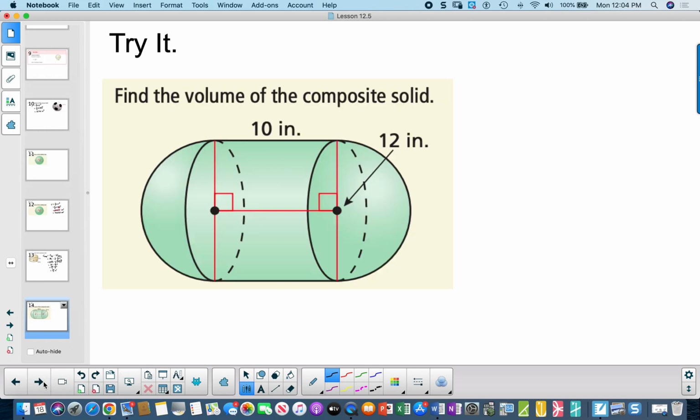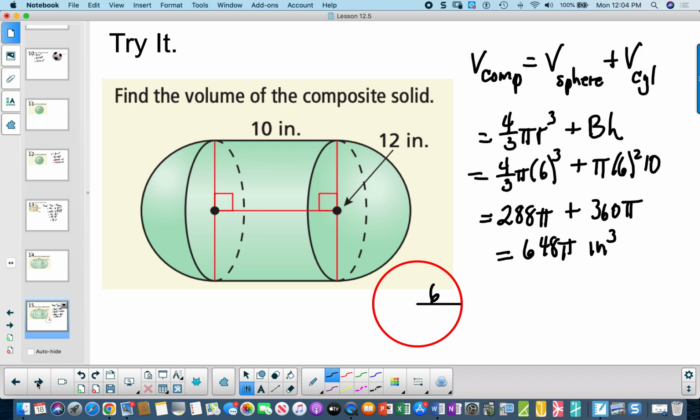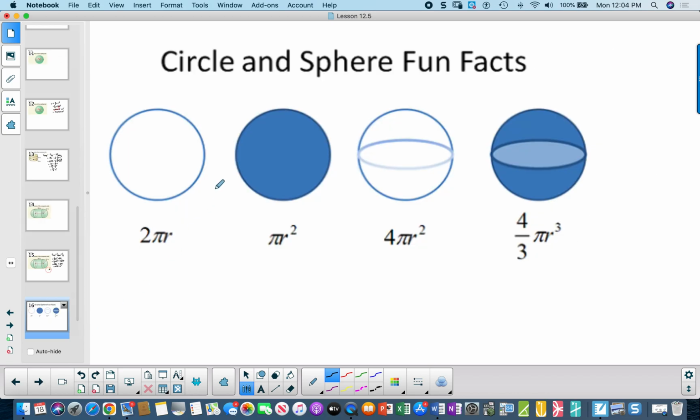Okay, here's your try it. Go ahead and stop the screencast, see what you can do to find the volume of the composite. And here's the answer. And I'll leave you with the last screen of circle and sphere fun facts. Taking a look at the circle, which is the circumference and the area, and then for a sphere, the area, and then the volume.